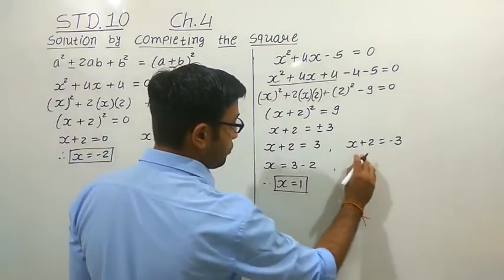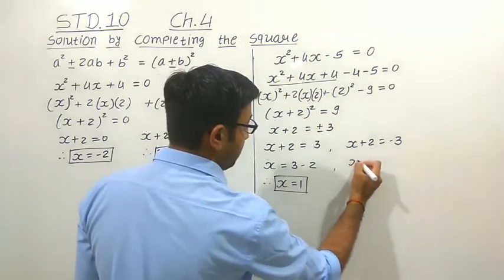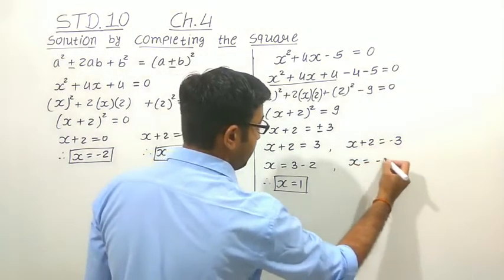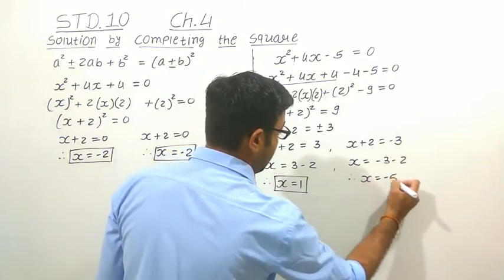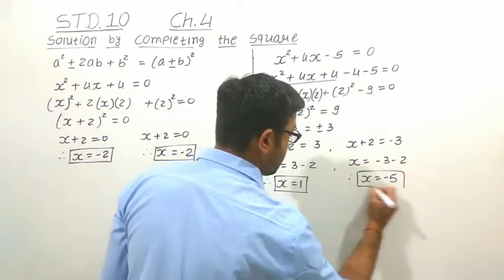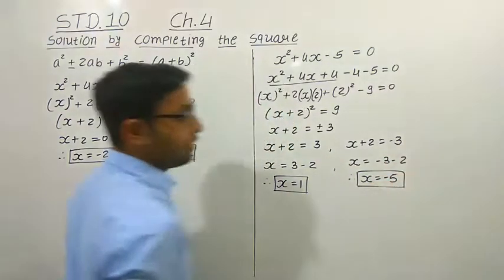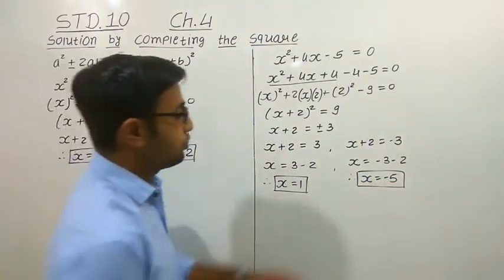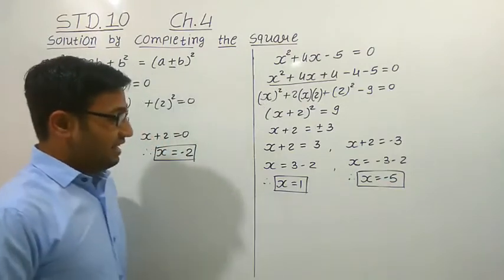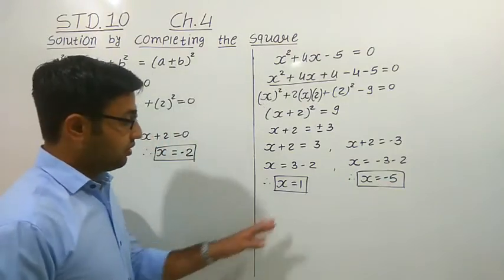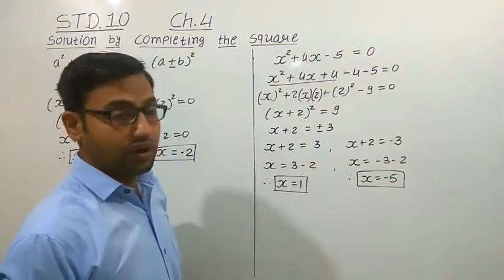Now to get the second solution, take this 2 to the right-hand side, we get x is equal to minus 3 minus 2, and therefore we get x is equal to minus 5. So this is the second solution, right? And we know that a quadratic equation has at most 2 solutions. Here both the solutions are different.